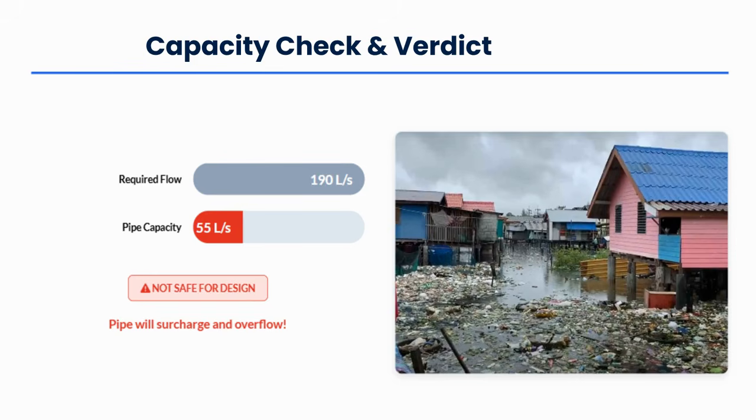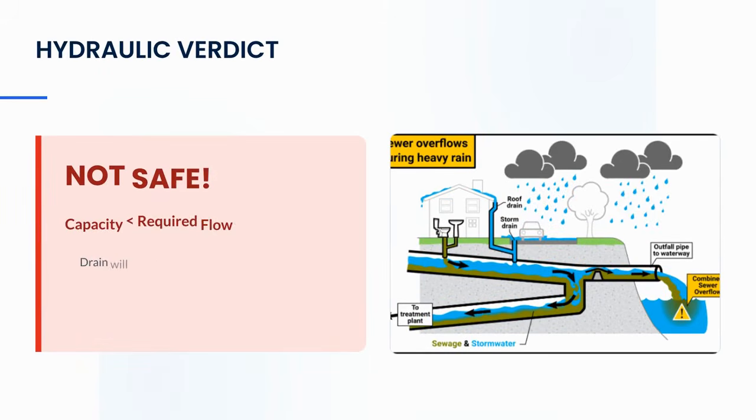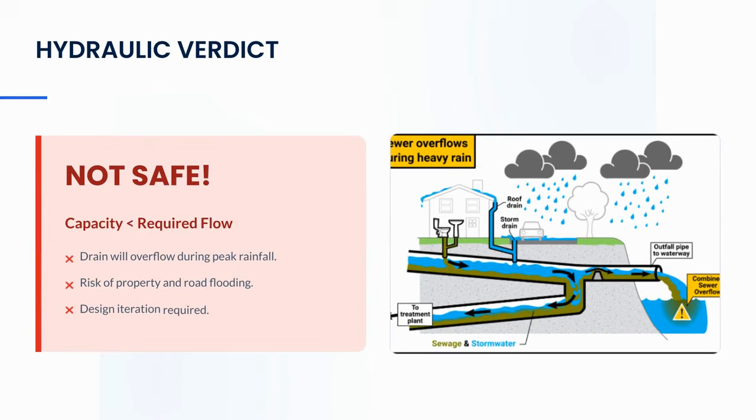The pipe will surcharge and overflow during peak storm events. The hydraulic verdict is not safe. Since the capacity is less than the required flow, the drain will overflow, causing a risk of property and road flooding. A design iteration is required.